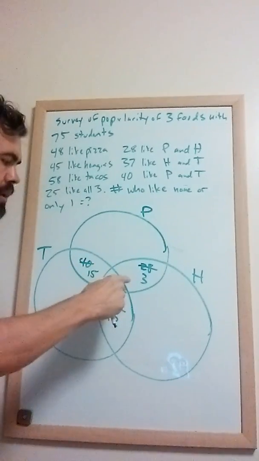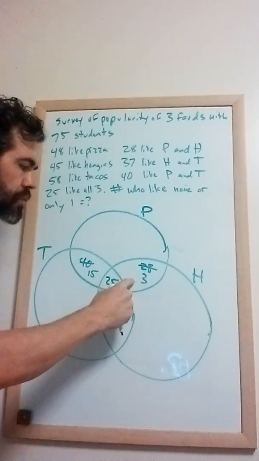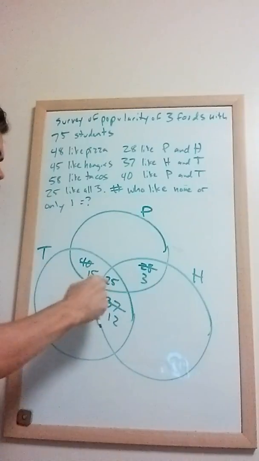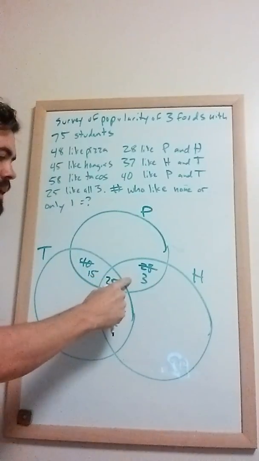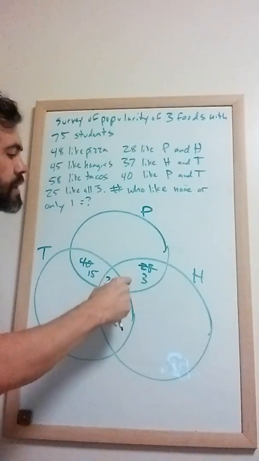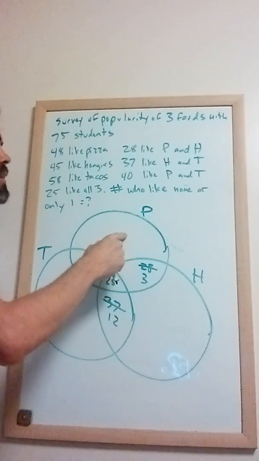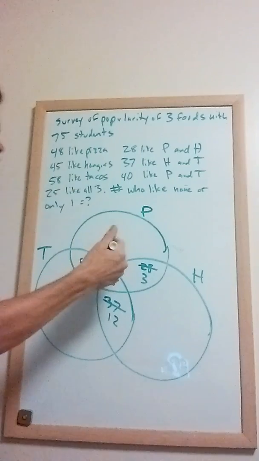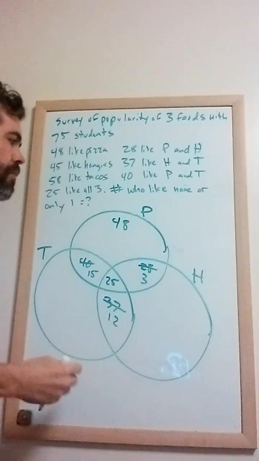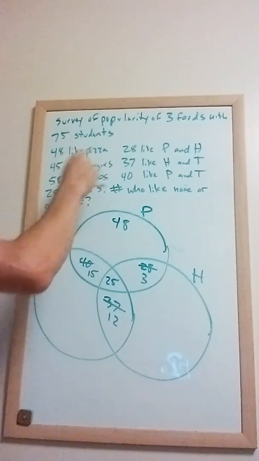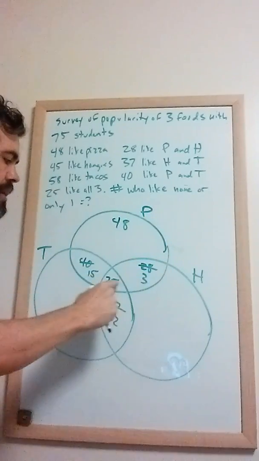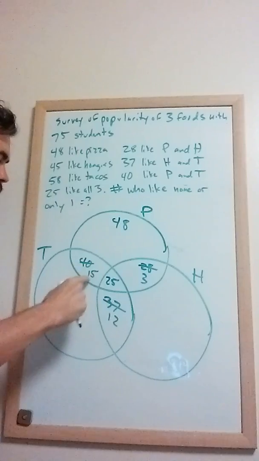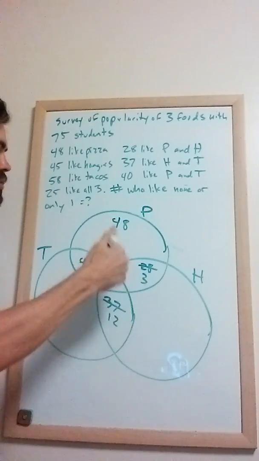All right, so this is the same. Now this represents the 3 people who like pizzas and hoagies, but they don't like tacos, because this group here likes exactly 2, okay? Now, with similar logic, I'm going to fill in the pizza, hoagie, and taco sections. I know that 48 like pizza. If I put 48 here, because of the wording, 48 includes the doubles and the triples. So I'm going to have to subtract this and this and this. So 15 and 25 makes 40, plus 3 is 43.